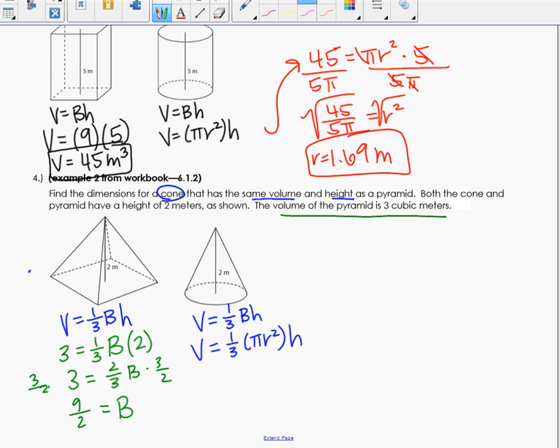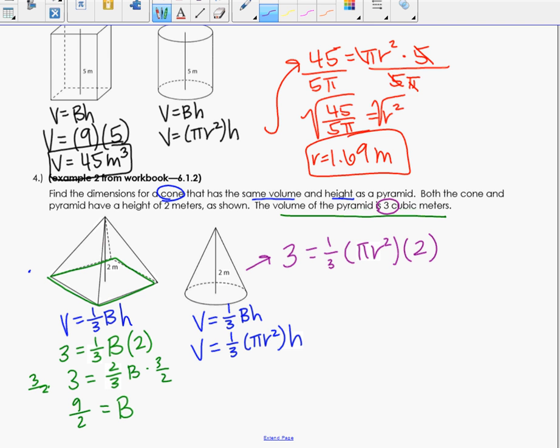Well, if you think about it, this base kind of looks like a square, but it doesn't say that it's a square, so we can't be 100% sure. And the question's asking to find the dimensions of the cone. Well, they have the same volume, so what that tells me is that the volume here is 3, so then this volume for the cone has to be 3. The 1/3 obviously isn't going to change. Now, our area of the base is pi r squared. We don't know the radius, and the height is 2.